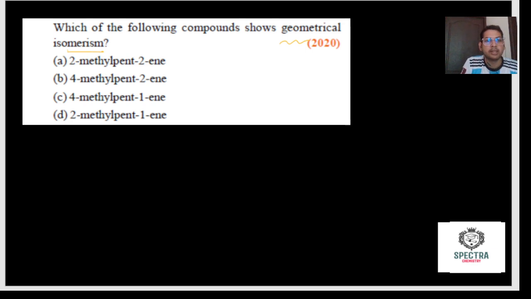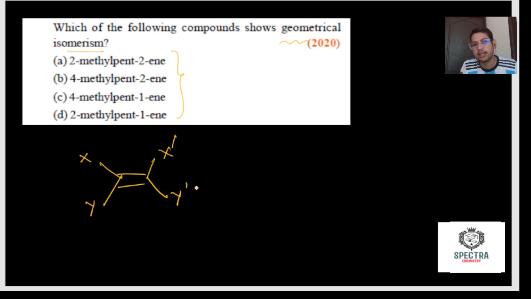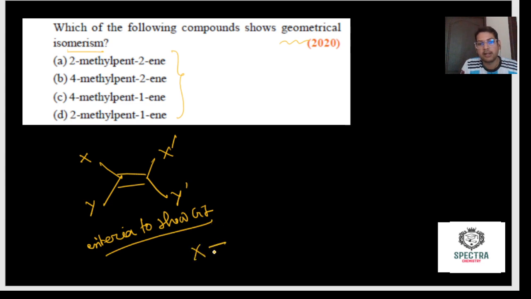What we are doing here is that I'll write all these structures. So, the geometrical isomer of pent-2-ene. First of all, if we know the logic of this, it will be better for you to understand. You need a double bond, and with this double bond you can have an X group and a Y group, and on the other carbon an X dash and a Y dash. The criteria to show geometrical isomerism is that X and Y should not be the same, and again X dash and Y dash should not be the same.